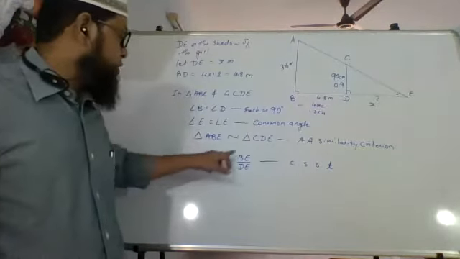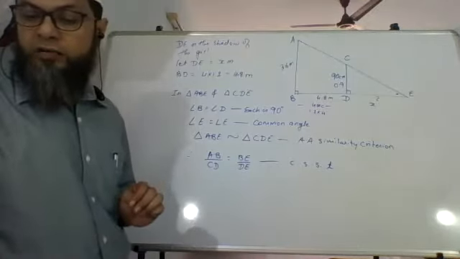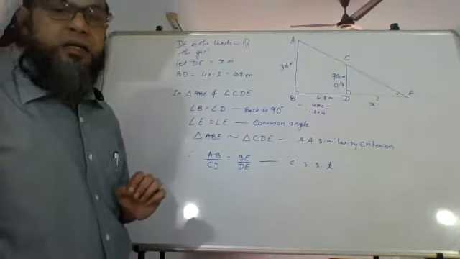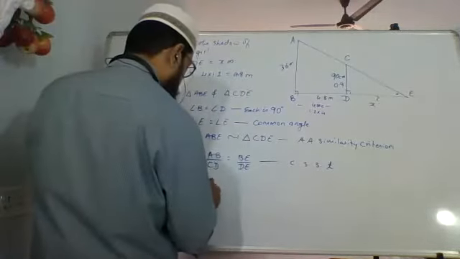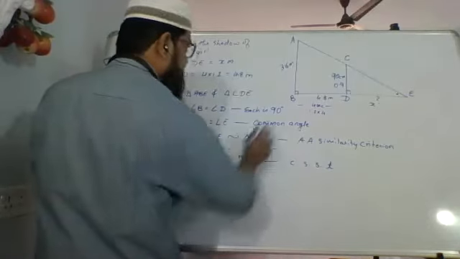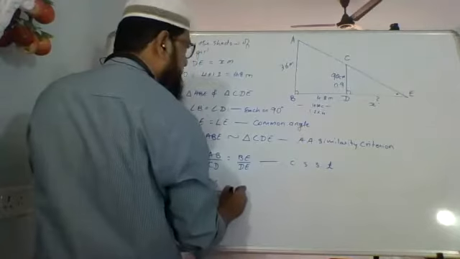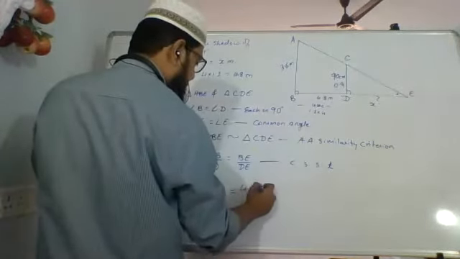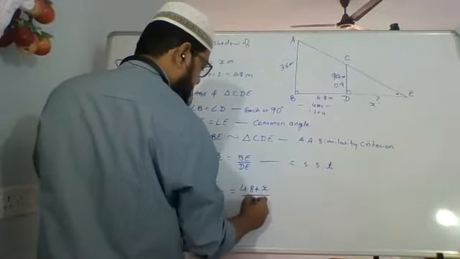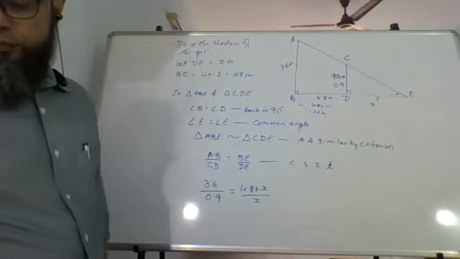Therefore, AB upon CD equals BE upon DE, corresponding sides of similar triangles. Now, AB we know is 3.6. CD is 90 centimeters, which is 0.9. BE, the full thing, that is 4.8 plus X, and DE is just X. We've just substituted the values.